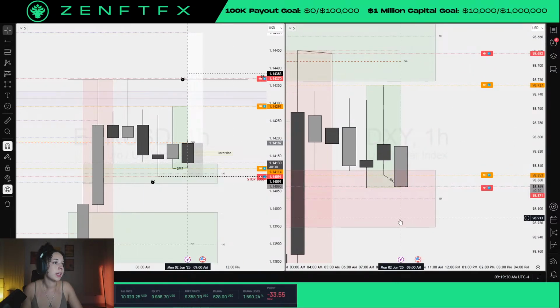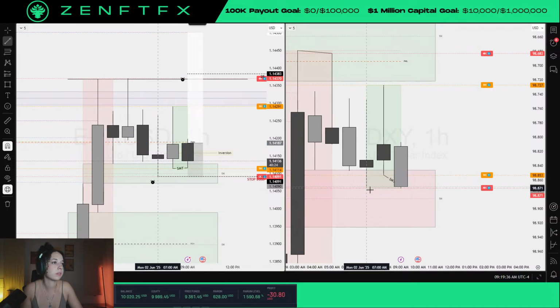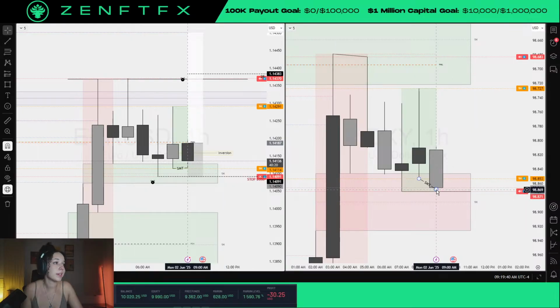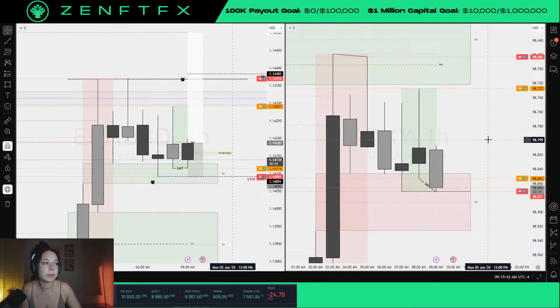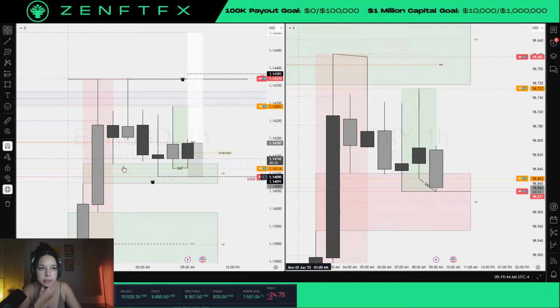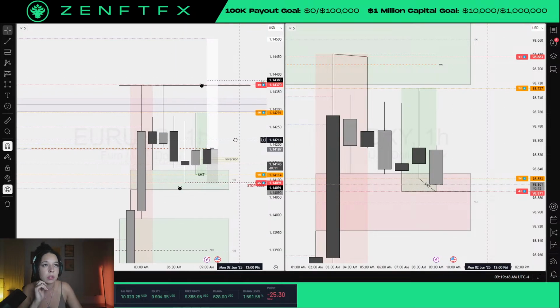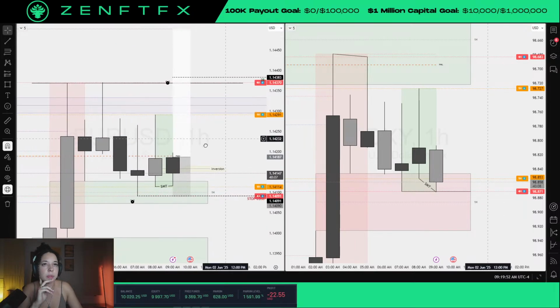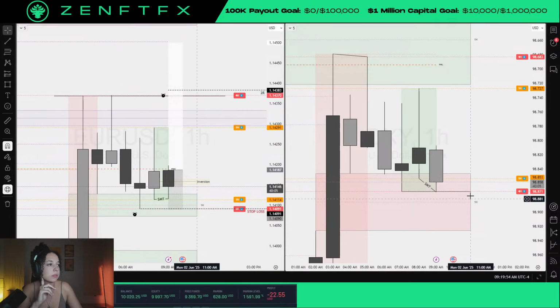All right, DXY is taking out this. Is it taking out that previous 4-hour low too, and it's still holding on Euro USD? Okay. I mean, we just gotta wait and see what happens. It's taking out that previous hour low or 4-hour low, and it still hasn't taken it on Euro USD. So we still have a shot at this trade, even though we went into straight drawdown.